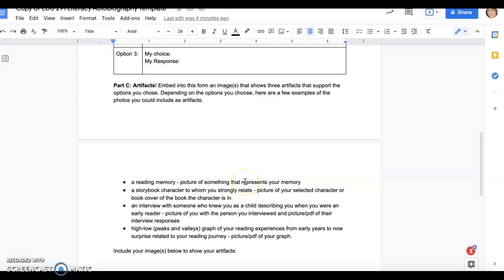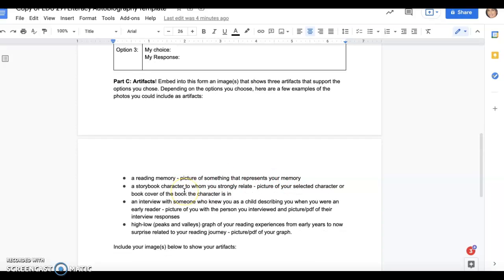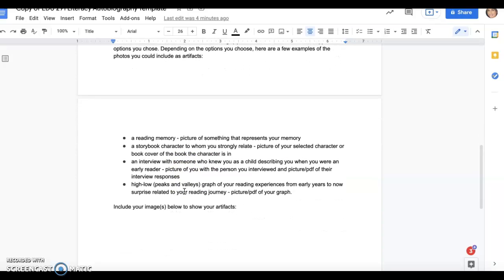Maybe there's a picture of you and your grandpa because he read you the best stories when you visited him. You could give a picture like that. So anything that would just give a symbolic representation of your reading memory. Storybook character, you can find a picture of that selected character or draw a picture of your selected character and include that here. If you did an interview with someone, you can include a picture of you and that person that you interviewed. And that is perfectly fine.